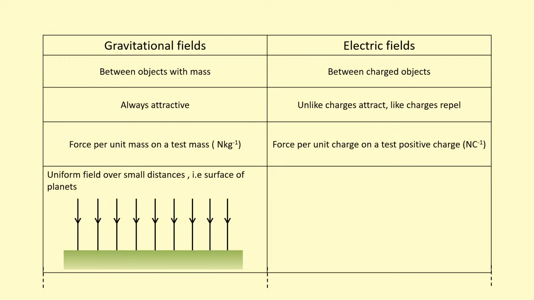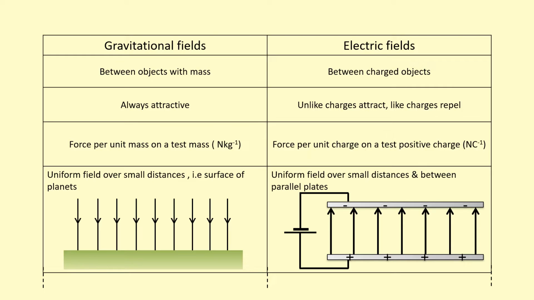They can both have uniform fields, like so. So in the first example, gravitational field strength can be uniform when it's close over small distances, for example, on the surface of planets. And by small distances here, we're talking about a couple of kilometers at least. While in the electric field strength, the uniform field is, for example, between two parallel plates.